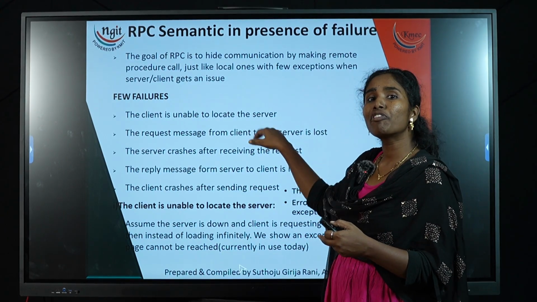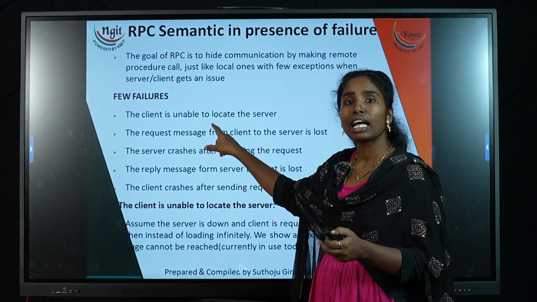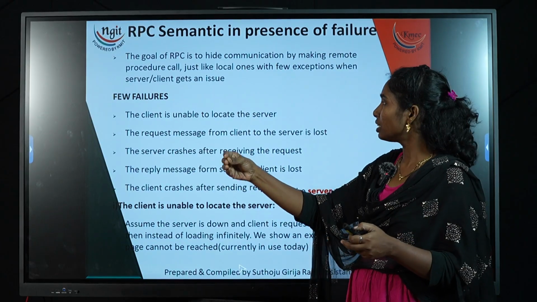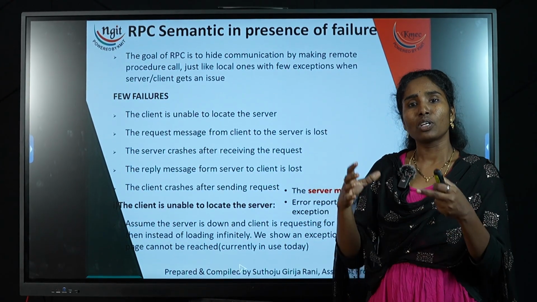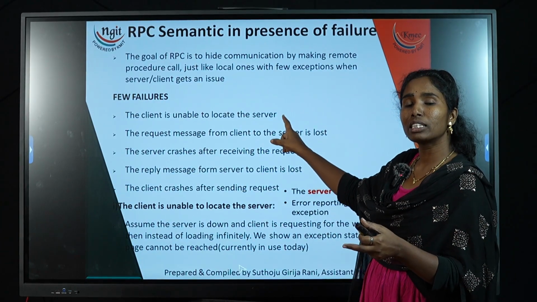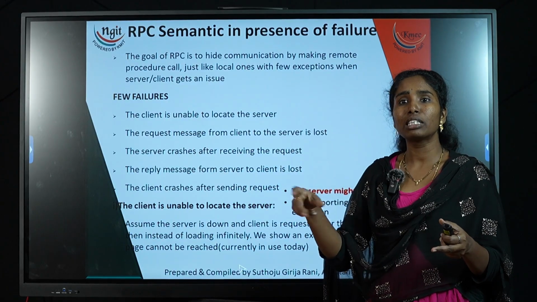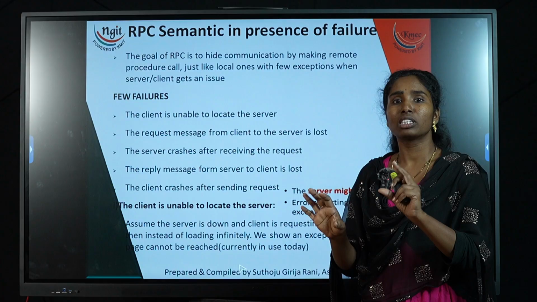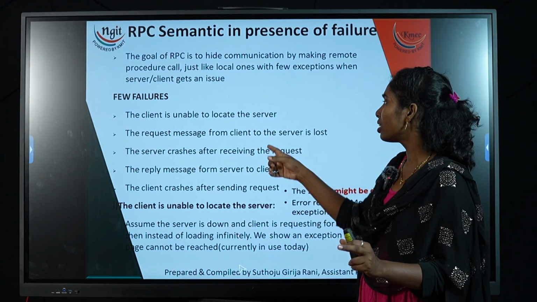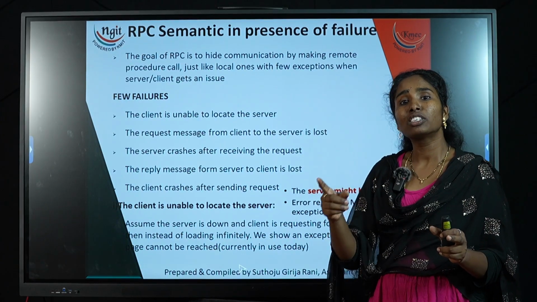Now, what may be the failures we can analyze? See, the client case. In terms of the client case, the client is unable to locate the server. So, at this moment, the server may be in a down state. At that moment the server must give some message that I am down now, you just wait for some time, kind of message. Or else, the second one: the request message from the client to the server is lost.